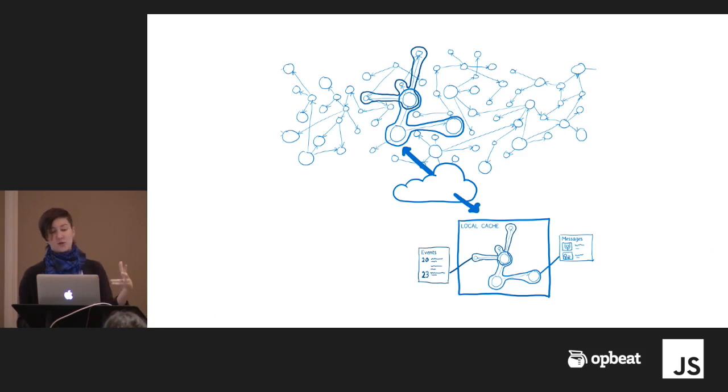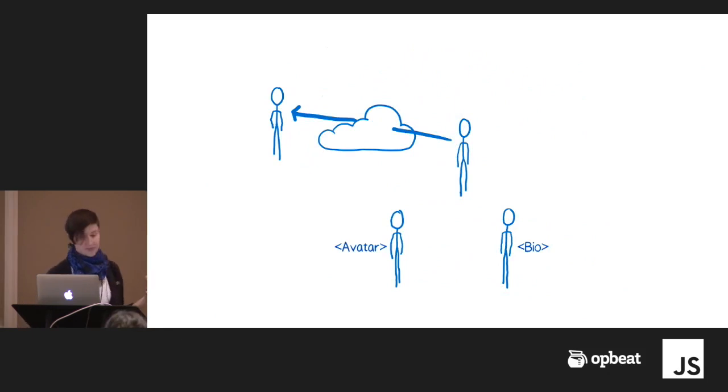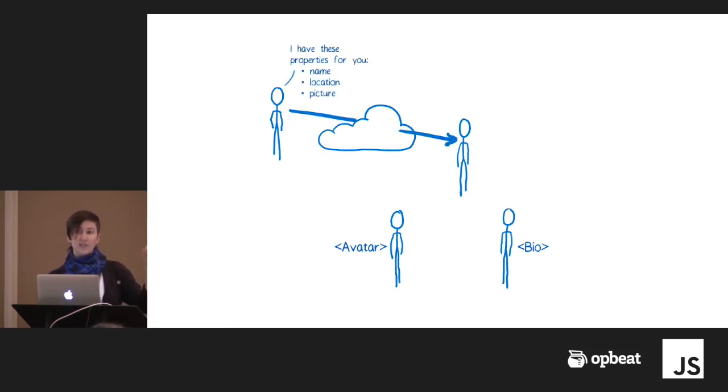So let's compare this with the way that communication with the cloud usually happens in a lot of other apps. Not all other apps, but a lot of other apps. Your app would make a request to the server, and you have a component tree with this avatar and bio component. You'll send up the request, and the server knows exactly what to deliver because it delivers the same thing. So it will deliver the name, location, and picture properties because that's the list of things that it knows it has to deliver.